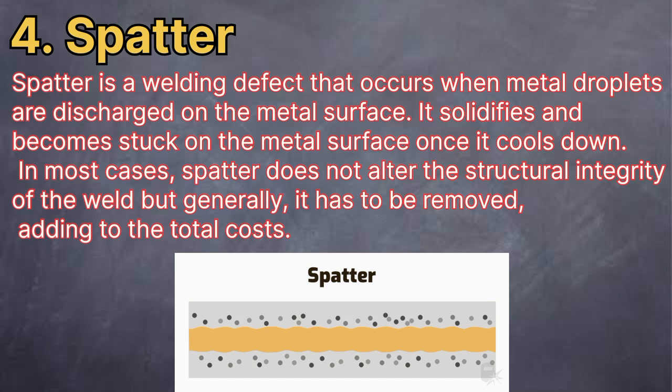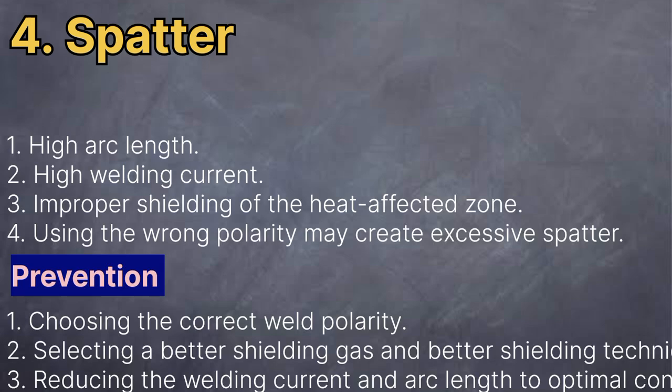Now we understand why spatter is generated in welding. High arc length, maintaining high welding current, improper shielding of the heat affected zone, and using the wrong polarity may create excessive spatter.